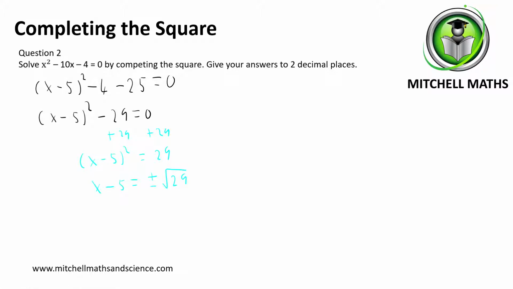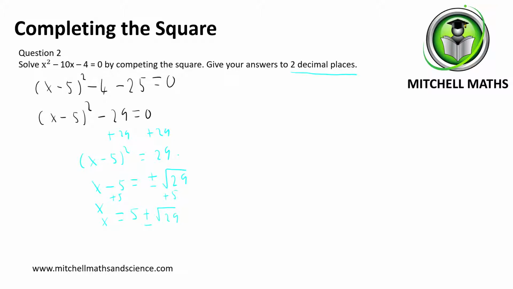And I'm going to add 5 to both sides, which means x equals 5 plus or minus the square root of 29. The question asks us to give it to 2 decimal places. Sometimes it might ask us to leave it in surd form. If it asked us to leave it in surd form, I'd just leave it as 5 plus or minus root 29.